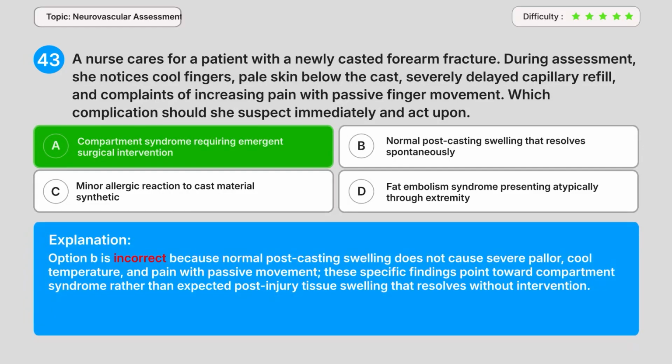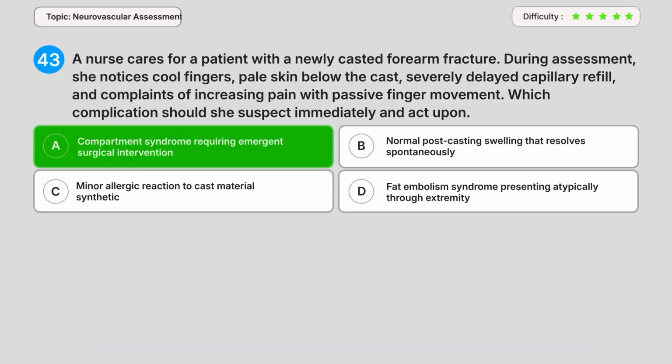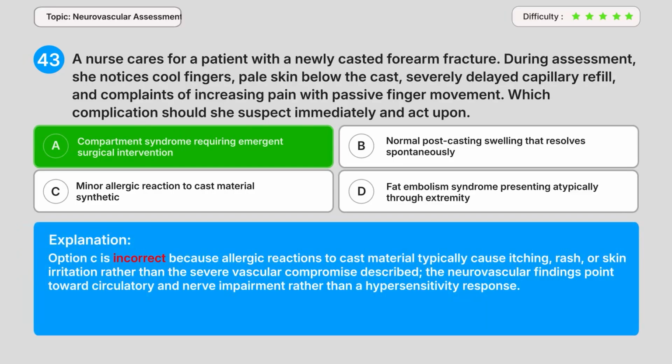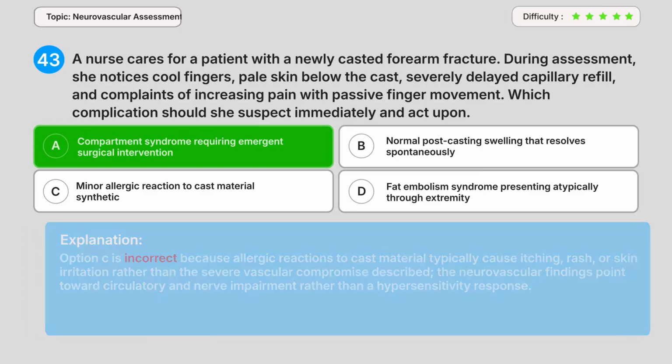Option B is incorrect because normal post-casting swelling does not cause severe pallor, cool temperature, and pain with passive movement. These specific findings point toward compartment syndrome, rather than expected post-injury tissue swelling that resolves without intervention. Option C is incorrect because allergic reactions to cast material typically cause itching, rash, or skin irritation, rather than the severe vascular compromise described. The neurovascular findings point towards circulatory and nerve impairment, rather than a hypersensitivity response.